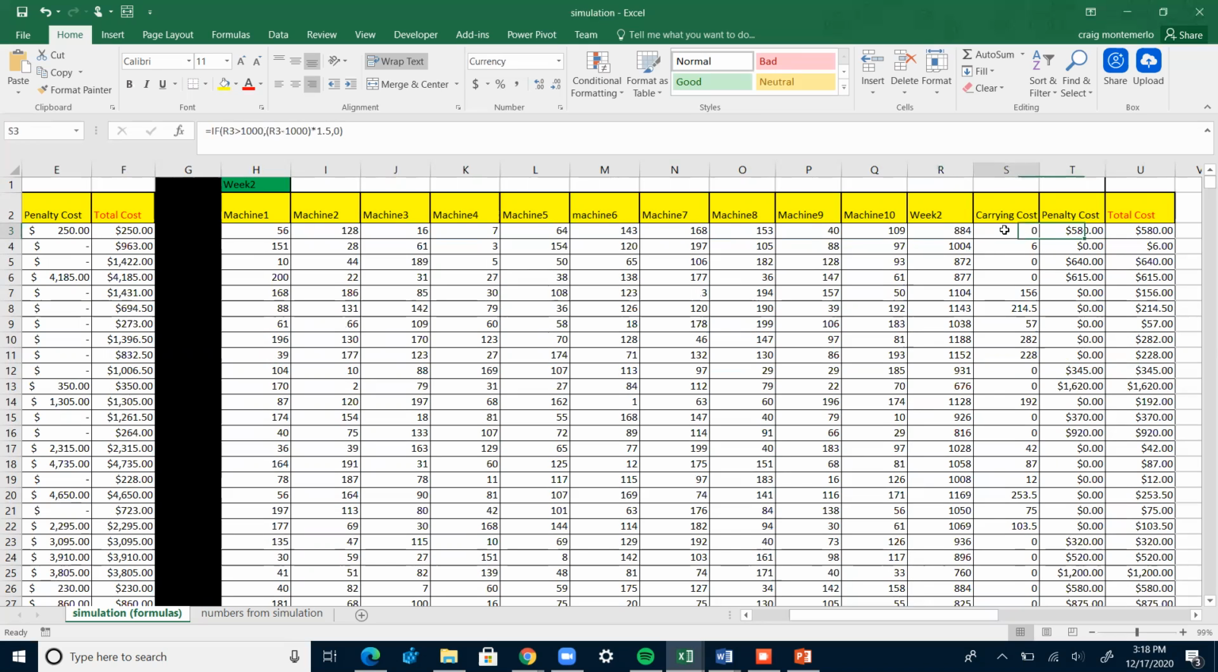penalty cost. So in this case, they completed 884 units. They're well short, so we just multiply the short units by the penalty cost, which is $5 per unit, and we get the total cost of $580.